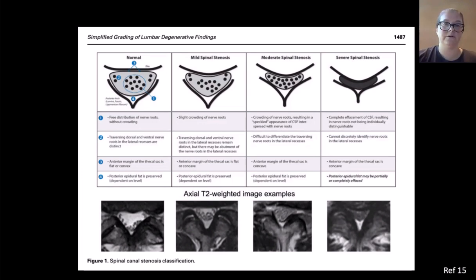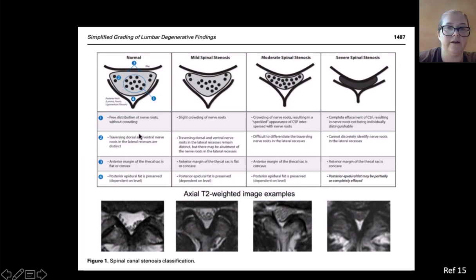All right, so here we've got, again, axial T2 images, and then we've got nice diagrams. So the normal spinal canal, this is our thecal sac, the dura, the CSF, all of the nerve roots. So you've got normal distribution of the nerve roots in the central canal. These are the traversing nerve roots in the region of lateral recess. So normally you've got free distribution of the nerve roots.